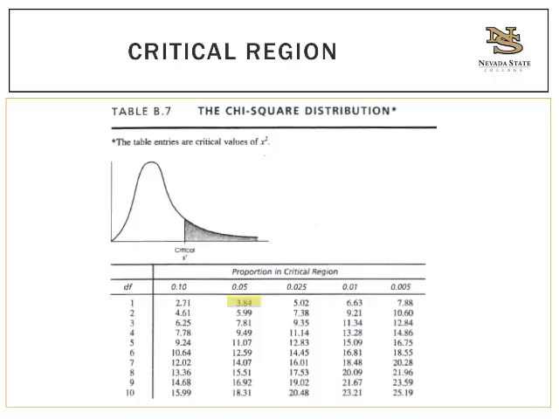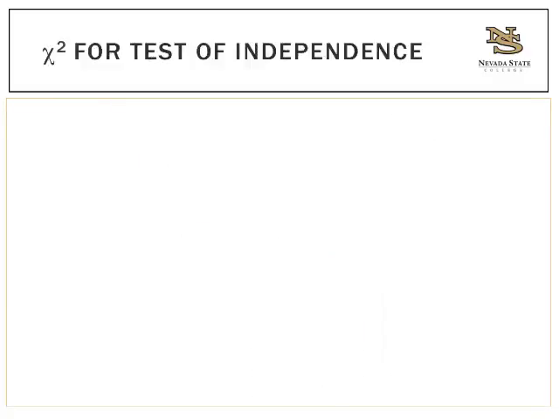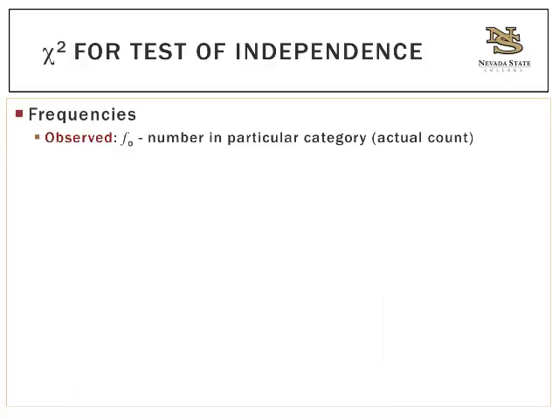So how is it that we calculate our chi-square in this particular test? This is where things get a little bit more complicated than they got for our goodness of fit test. But we're still using the same basic concept of looking at the difference between our observed frequencies, or the number in any particular category, the actual count that we got from our data collection, and our expected frequency. What is the number in each of those categories that we would expect if there was actually no relationship between these two variables?